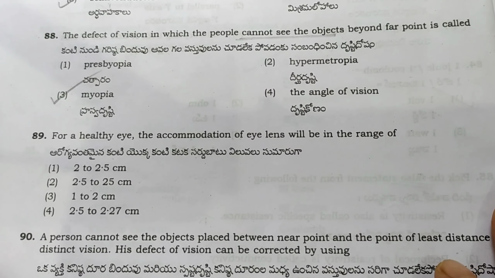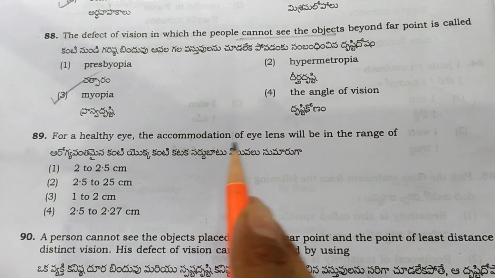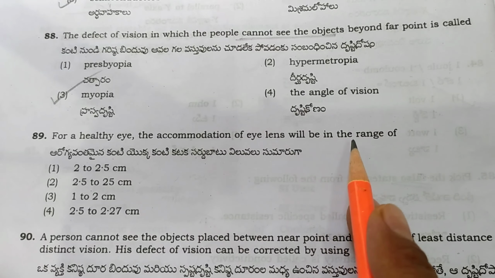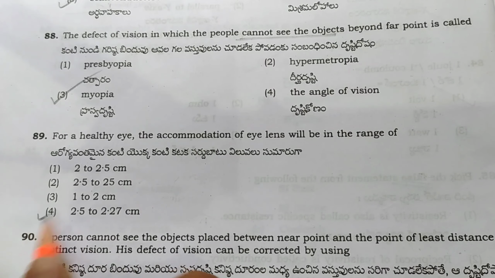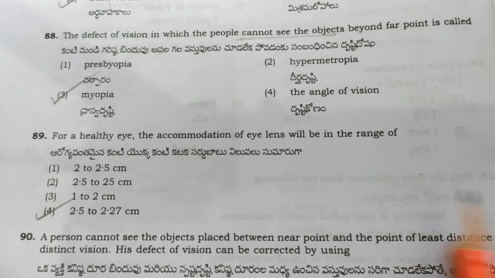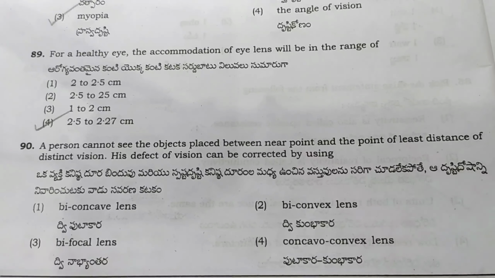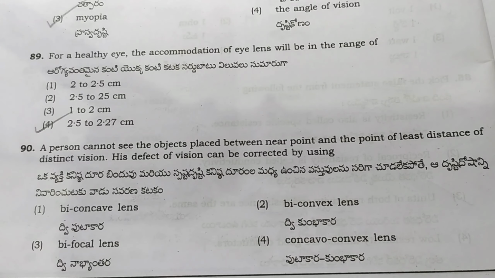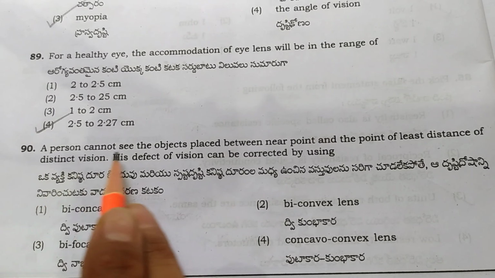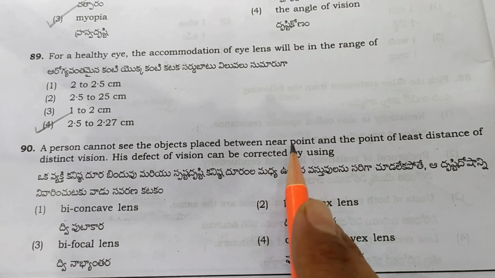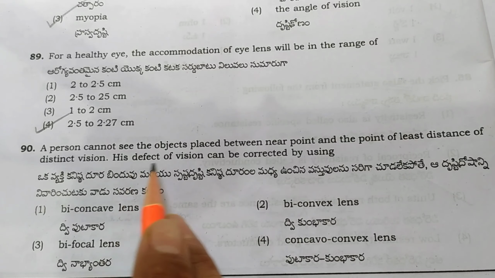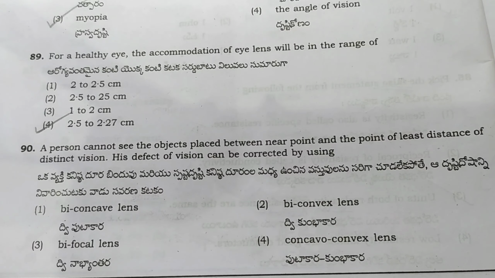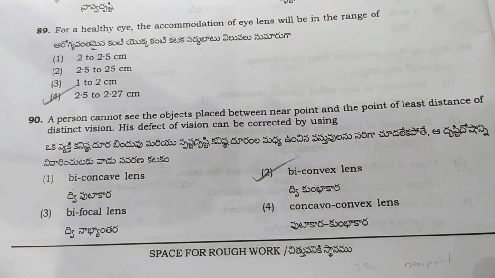Now question number 89. For a healthy eye, the accommodation of the eye lens will be in the range of, actually this is called power of accommodation, that is 2.5 to 2.27 centimeter. This is a fixed bit. Now question number 90. A person cannot see the objects placed between near point and the point of least distance of distinct vision. His defect of vision can be corrected by using a biconvex lens.